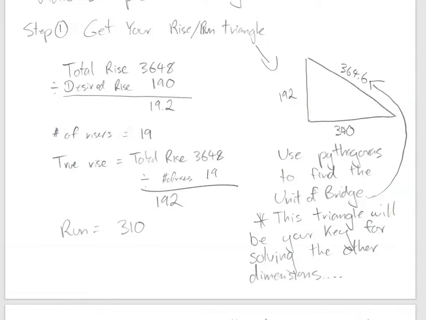So with these two numbers, you should use Pythagoras to figure out the unit of bridge per step. We'll need that moving forward. And we can also call this our key triangle for solving all the other lengths that are triangle related in this problem. A squared plus b squared equals c squared. Again, something you should be familiar with and be able to do second nature at this point. So here's our key triangle, and you'll see this come up now as we move forward.